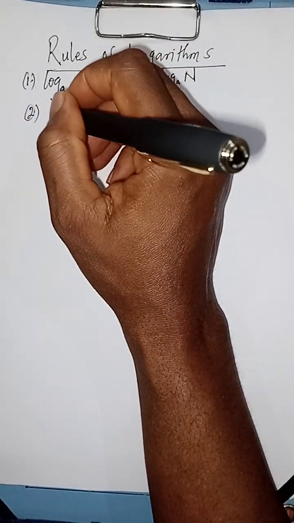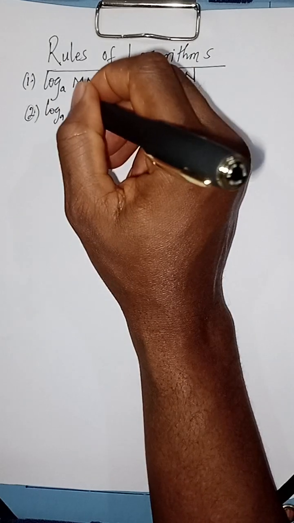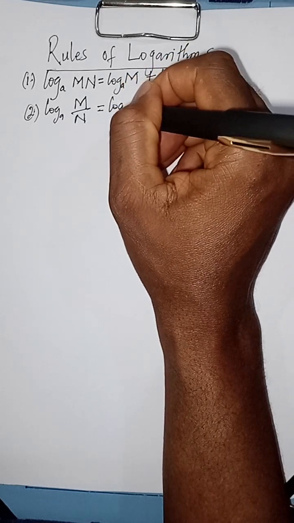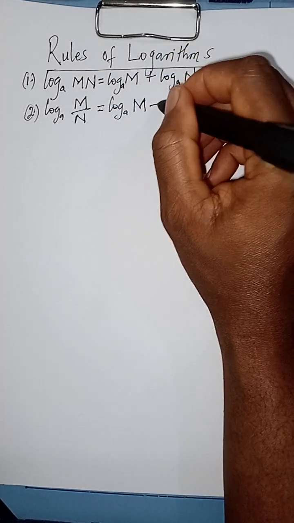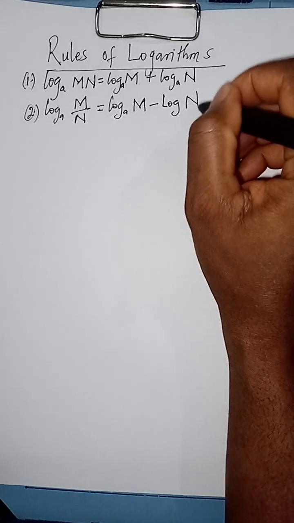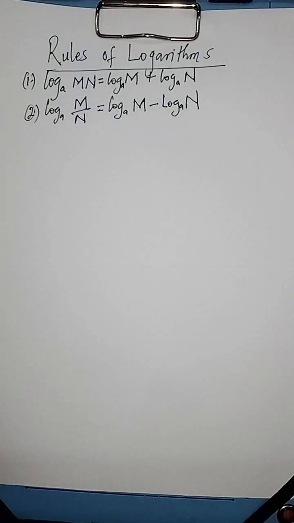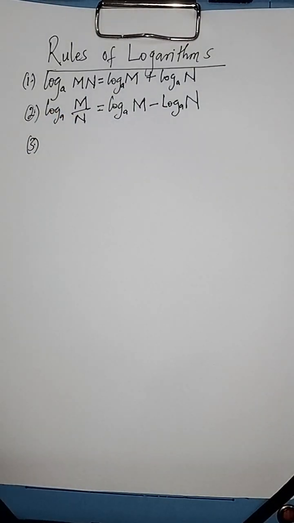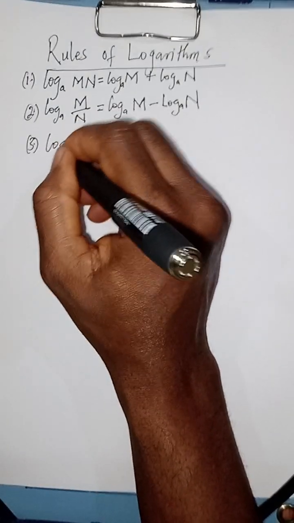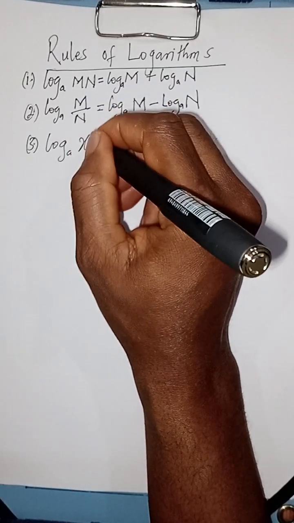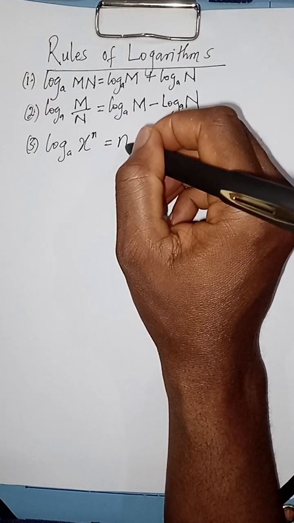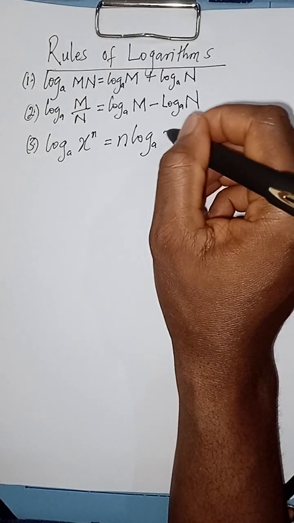Number two, if I have log m dividing n, this is log m minus log n, same base. So you call this the log of quotients. Now number three, please remember these rules. You're going to apply them when you solve logarithm questions. If I have log x raised to power n, the n will come to the side and become n log x.